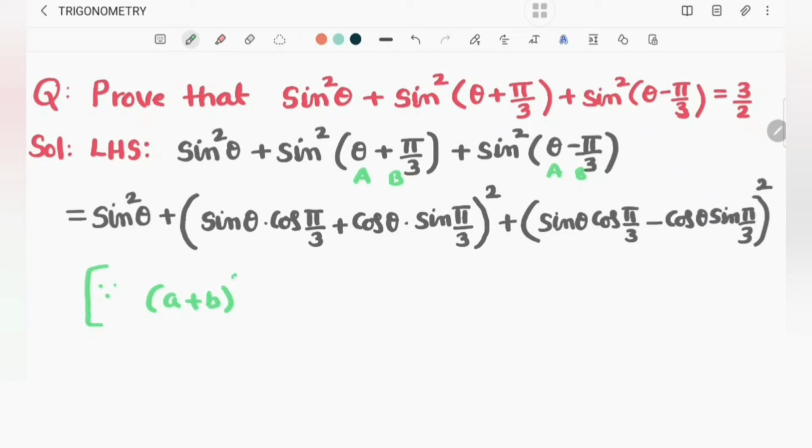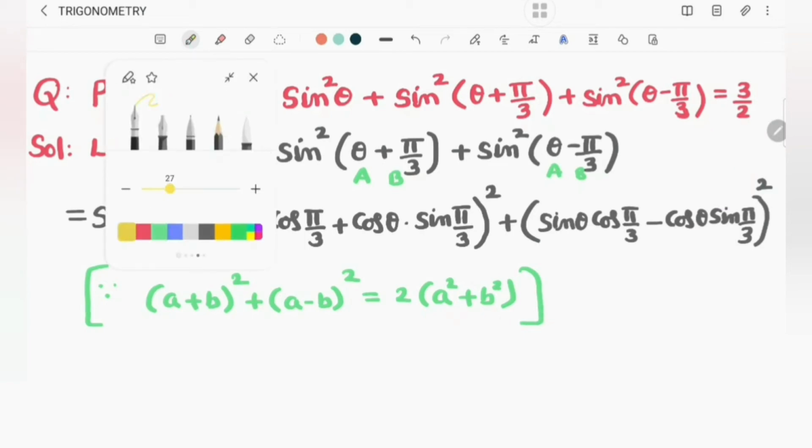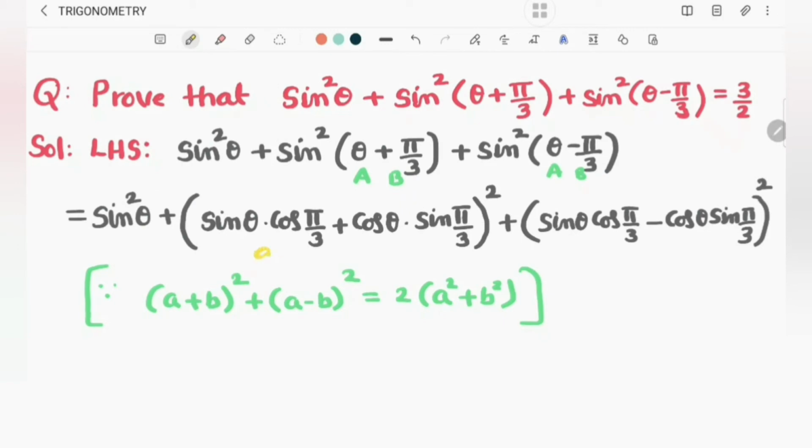We know that here we are going to apply a shortcut algebraic formula: a plus b whole square plus a minus b whole square is equal to 2 into a square plus b square. Here observe carefully, this is a, this is b, even this is a, this is b. Now a plus b whole square plus a minus b whole square, that formula we are going to apply. So which is equal to sin square theta plus these two terms we can write as 2 into a square plus b square.